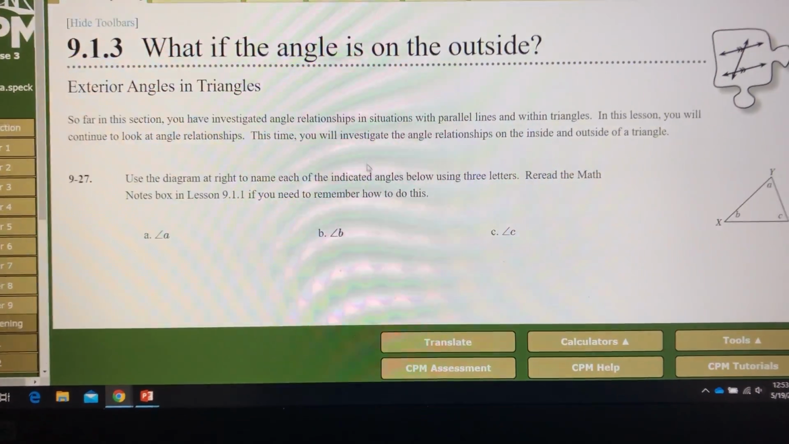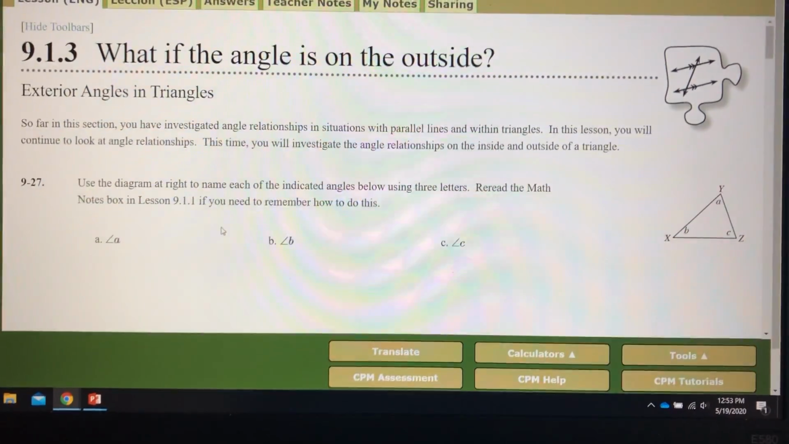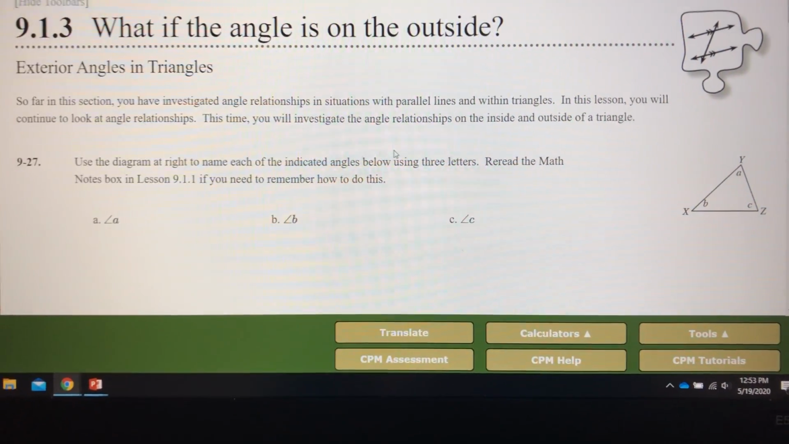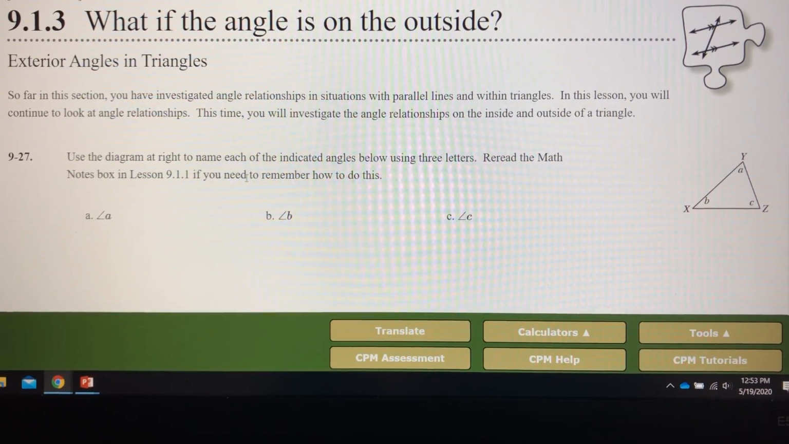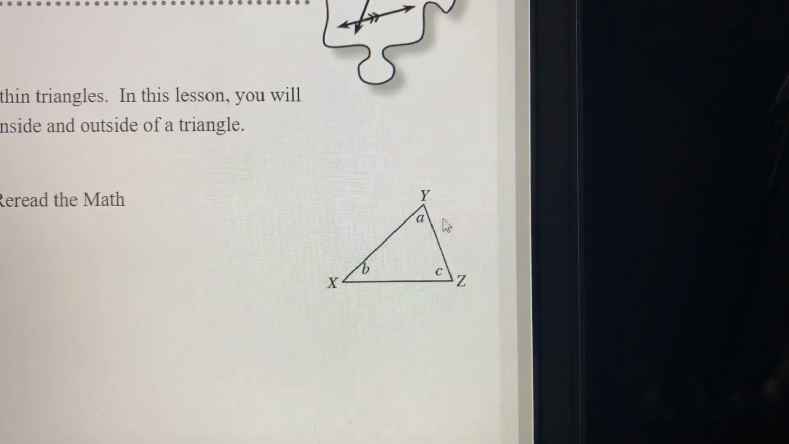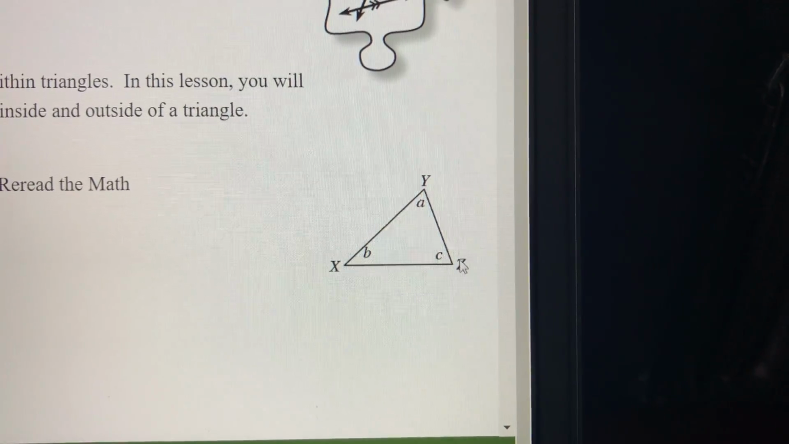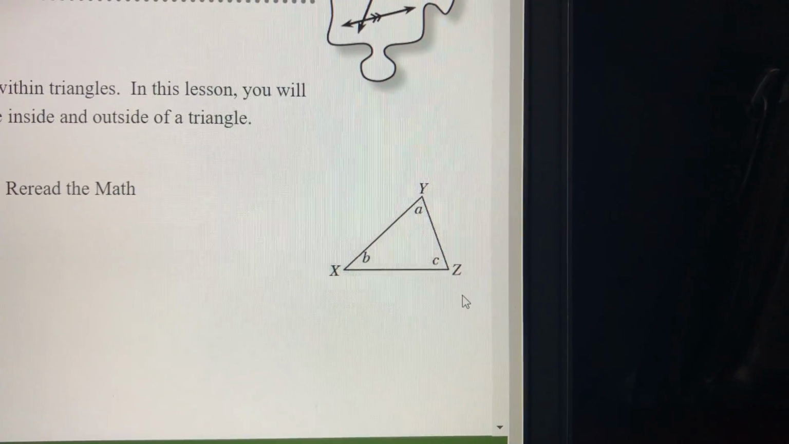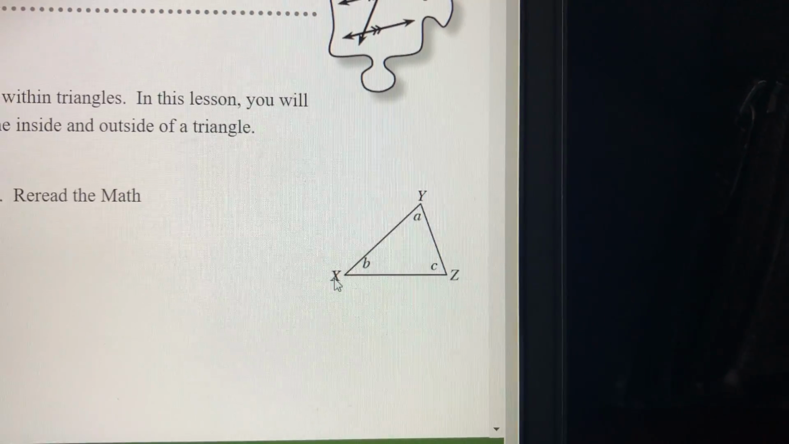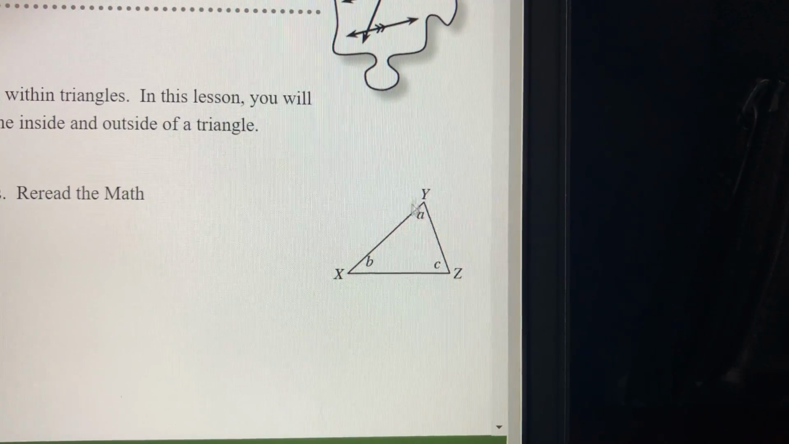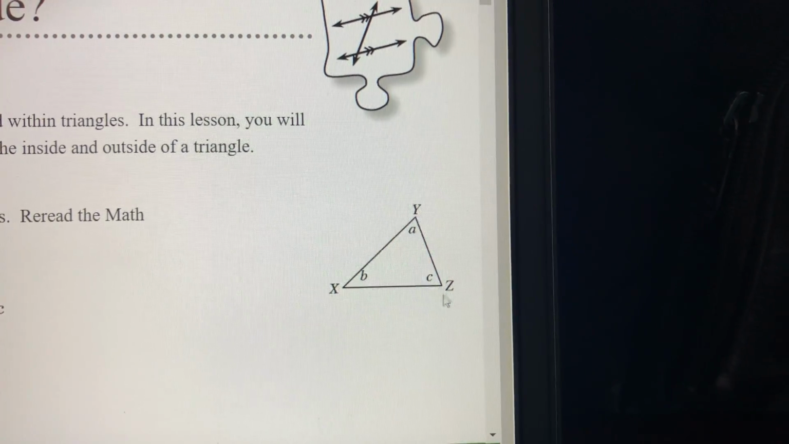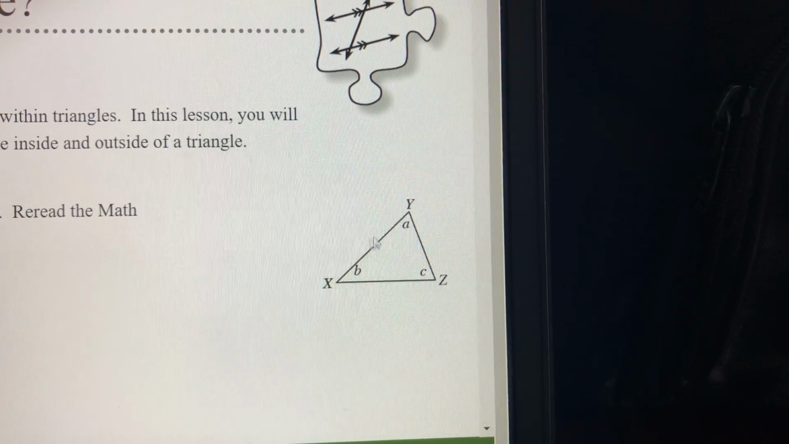So if we go there, it says to use the diagram at the right, this is 9-27, to name each of the indicated angles below using 3 letters. Reread the math notes box, which we just did. So if we're going to try and name angle A, and we're going to use X, Y, and Z to name angle A, we know we can go from Z, Y, X to name it. So you could put angle ZYX, or you could do angle XYZ. Either way, you're still forming angle A.